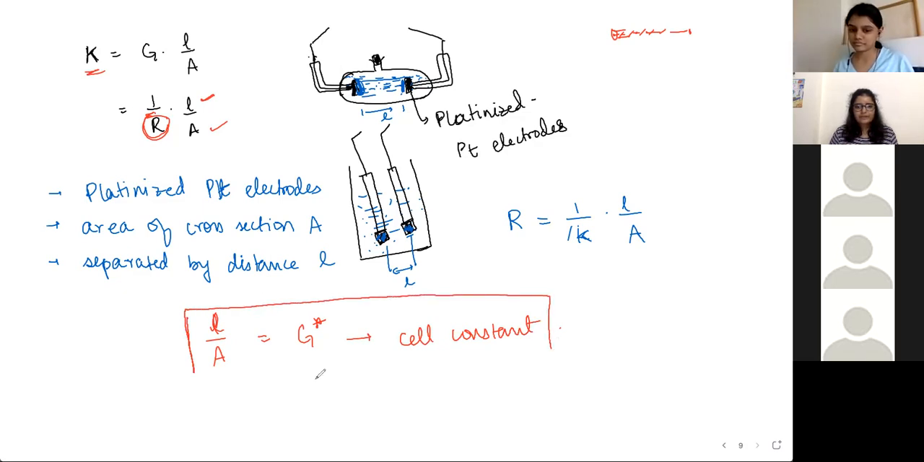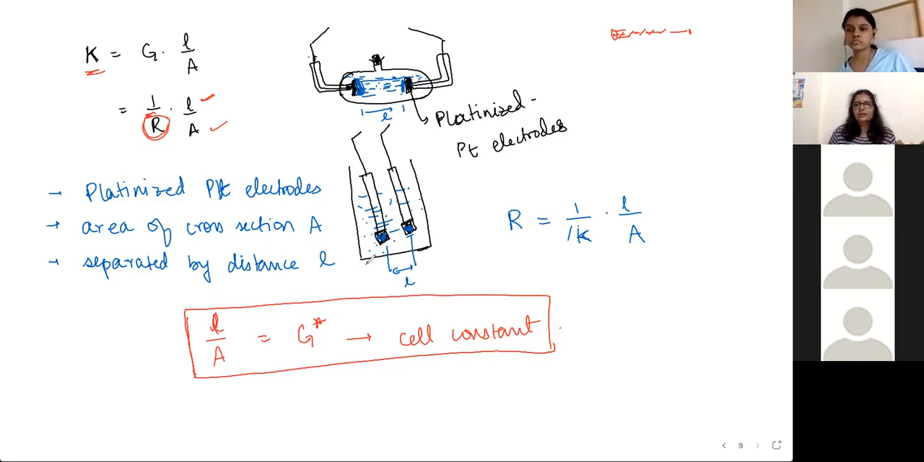So the reason why we take the cell constant, why each cell comes with its own G star, is because the more things you keep for measuring, like measuring L and measuring A, the more inaccurate your result is going to be. One, it's going to be inconvenient because you need to take it apart every time to measure the thing and then keep it down.